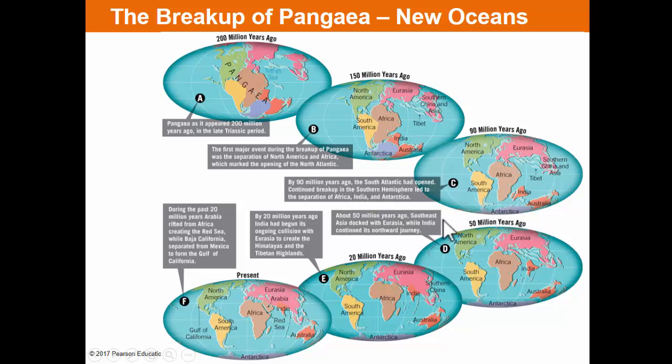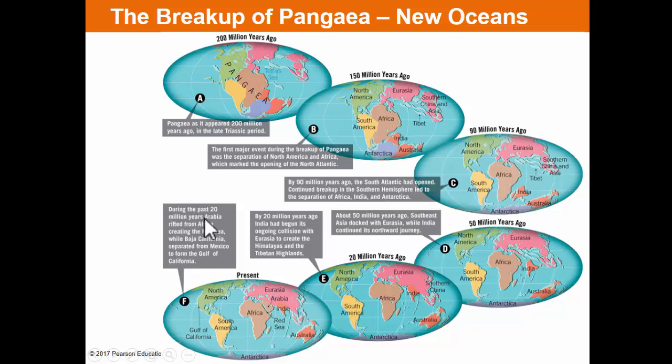All right. And then about 50 million years ago, Southeast Asia kind of hooked up. So this southern part, South China up here, kind of hooked up with what was going on in Eurasia, while India continued to move northward, right? India is part of this Australian plate. It began to move northward. 20 million years ago, India began its ongoing collision with Eurasia to create the Himalayas.